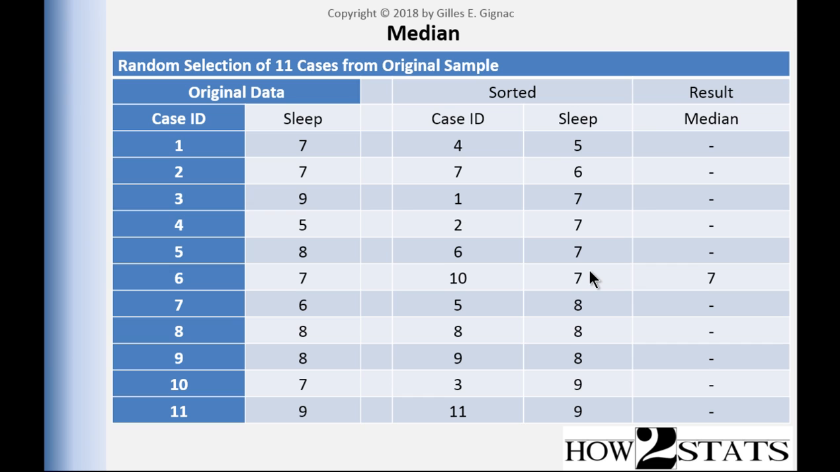Sort the data and then knock off equally one at the top and one at the bottom. Second one at the top, second one at the bottom. Third one at the top, third one at the bottom. And so on and so on. And eventually you end up at the midpoint.